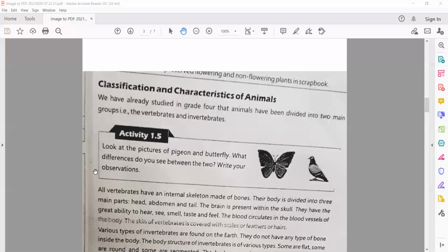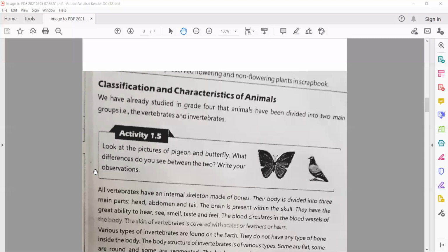Okay, so look at the picture of a pigeon and a butterfly. What difference do you see between the two? Write your own observation. Your observation should be that the butterfly does not have a backbone, so it is an invertebrate, while a pigeon has an internal skeleton and has a backbone. So a pigeon is a vertebrate.